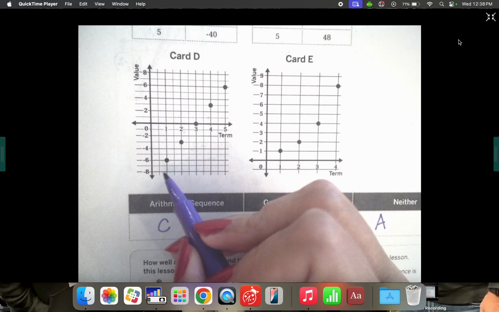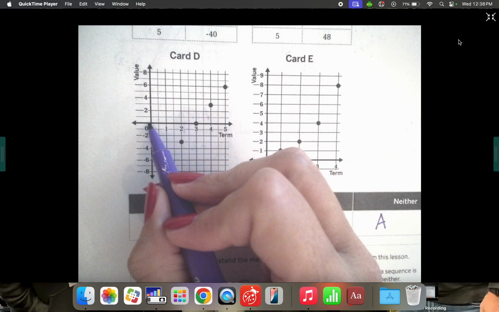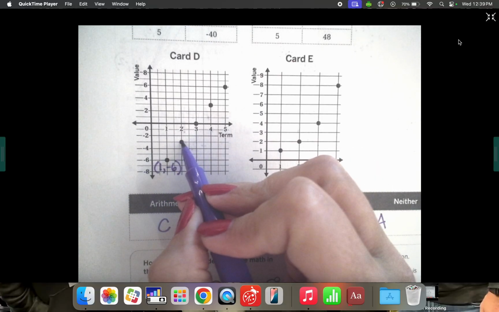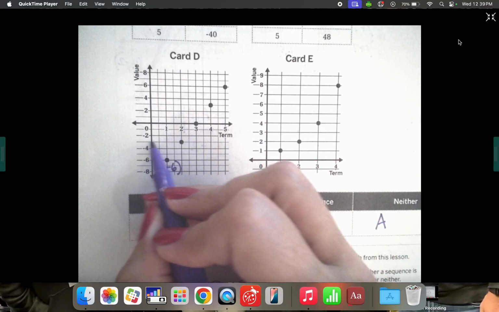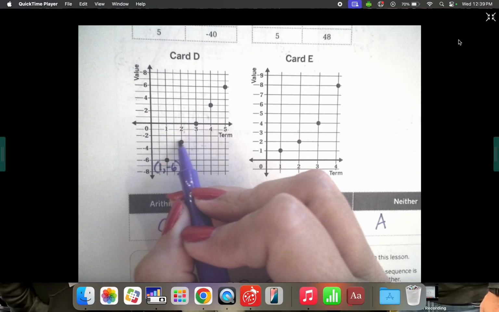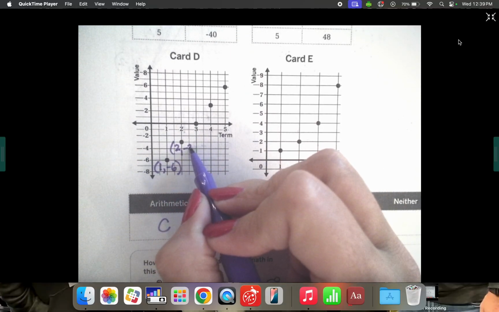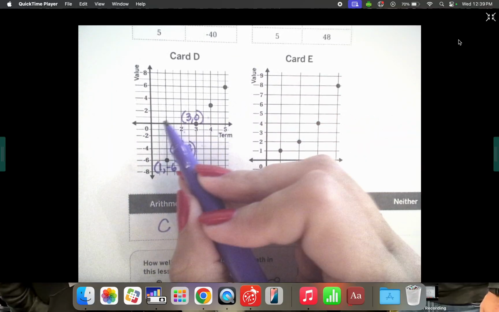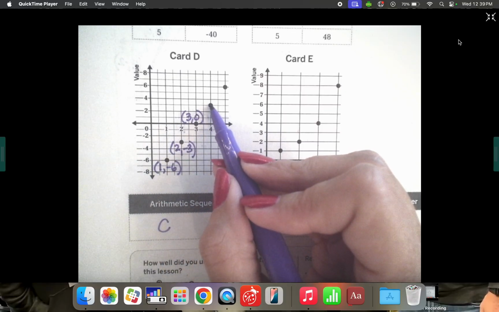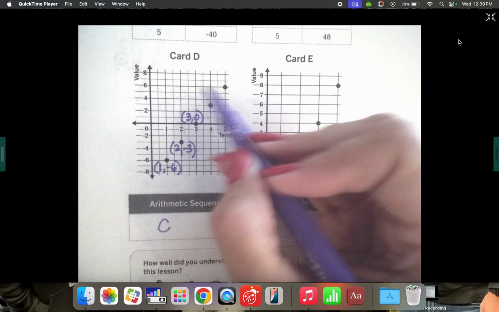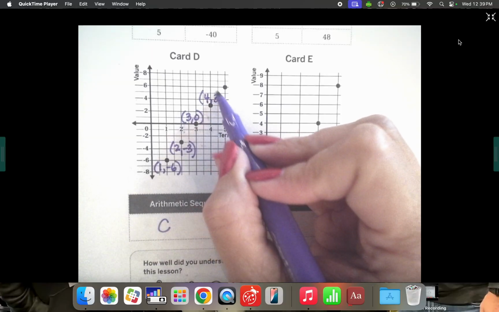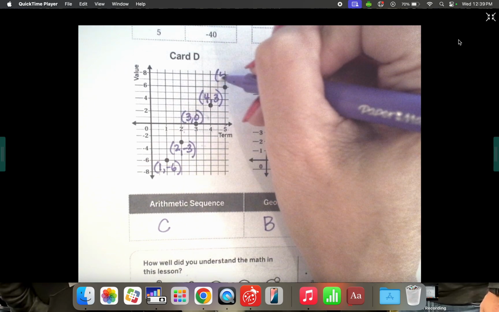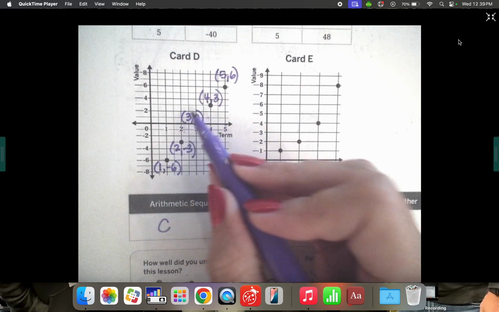All right, card D. I'm going to have to put the dots. So this is at 1, -6. This one is at 2, in between -2 and -4 would be -3. So 2, -3. This dot is at 3, 0. This dot is at 4. In between 4 and 2 is 3, so 4, 3. And then this one is going to be at 5, 6. Okay, so this is just our first term, second, third, fourth, fifth.